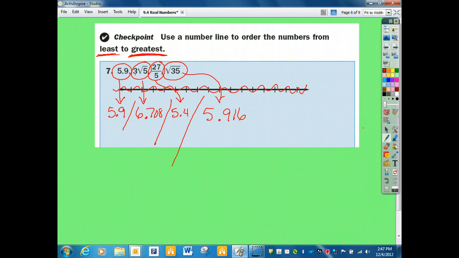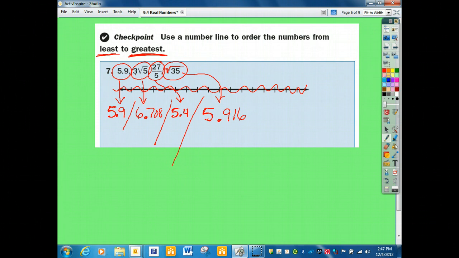Now, just for fun, let's see where I'm at here. Would this be rational or irrational? 5.9. Rational. Why? Because it terminates. How about this one? Irrational, because it went on and on forever, didn't it? How about this one? Rational, because it terminated. And how about this one? Irrational. It's irrational because this is not a perfect square. Ooh, you guys are getting this. Good job. All right, now let's order them.